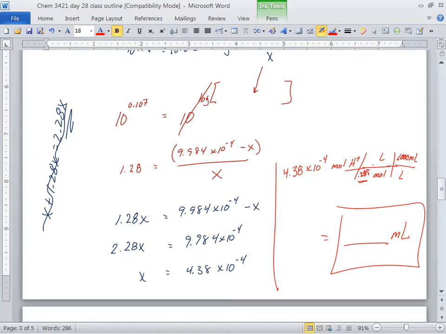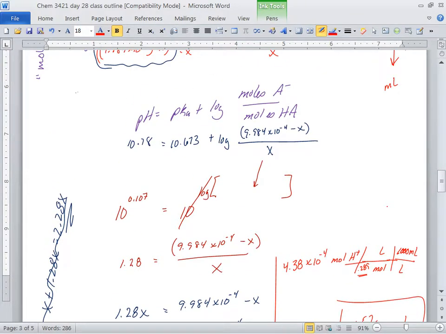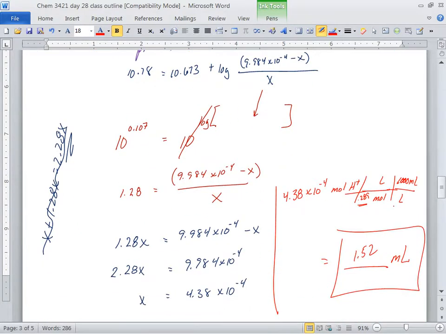And then, Brandy, what'd you get? 1.52. Anybody else? Yeah. Oh, we got a lot of takers. 1.52. So you had 1.52 milliliters of that nitric acid, and you'd adjust the pH to 10.78. It'd be a lot easier than randomly doing it, but okay.